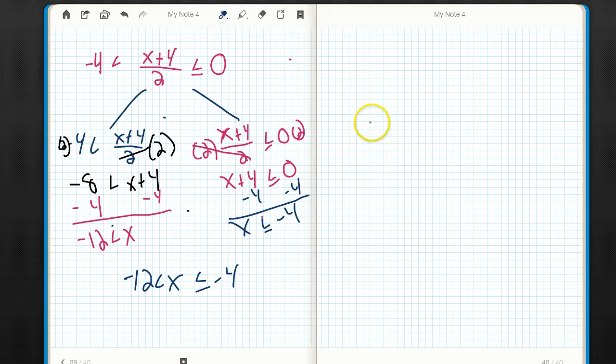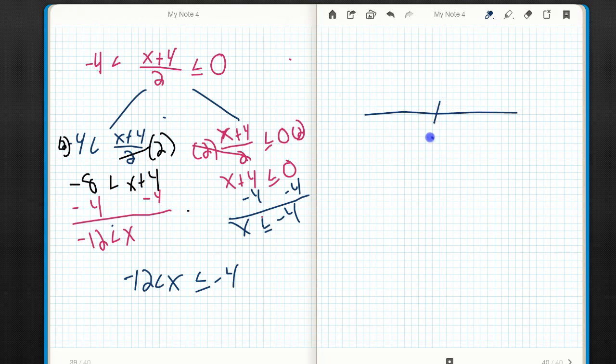We do our inequality, our line graph. Once again, we include 0. This is negative 12, and then this is negative 4. So we know it's going to be here. But let's plug in 0 just to see if it's right.